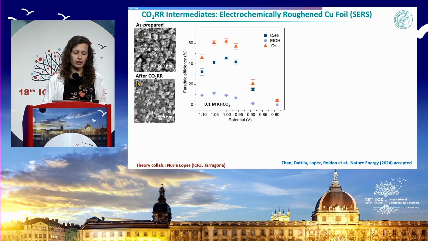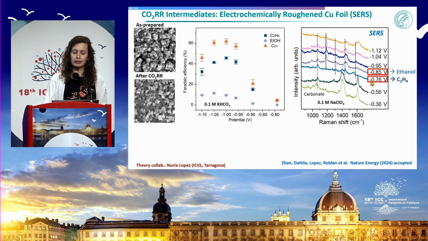So we spent a lot of time trying to create samples. In this case, these are copper surfaces, very rough, to get a very large surface-enhanced Raman signal. And you see here the products. We can make a significant amount of ethylene. We can also make ethanol. And ethylene production starts before the ethanol production. This is ethylene, this is ethanol.